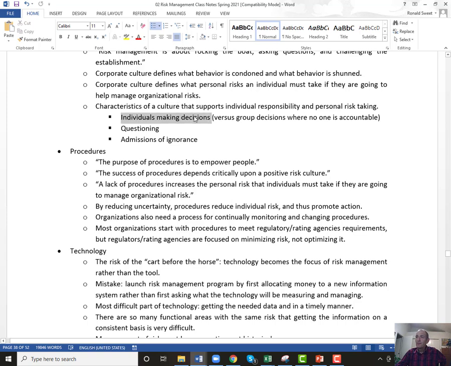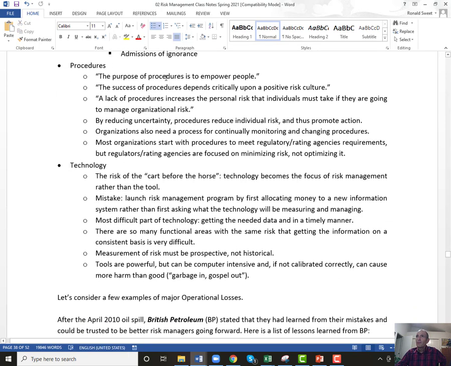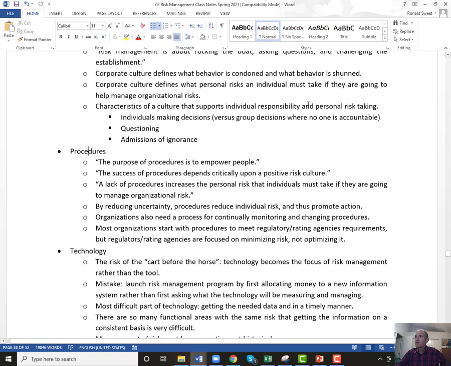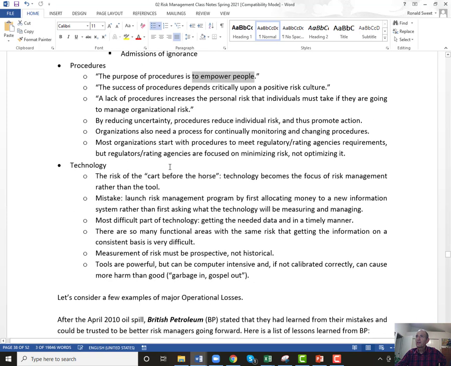So you need individuals making decisions, not committees, a lot of questioning, and then you want to see people admitting ignorance. People that are willing to say, I just don't know. Then procedures are important. What procedures do is they help protect you from this personal risk taking. If you have procedures, that empowers you. It's much easier to say you're violating this procedure than it is to say, well, I think what you're doing is too risky, you should stop doing it. If you have a procedure, yeah, you can usually shut people down. Lack of procedures increases that personal risk.